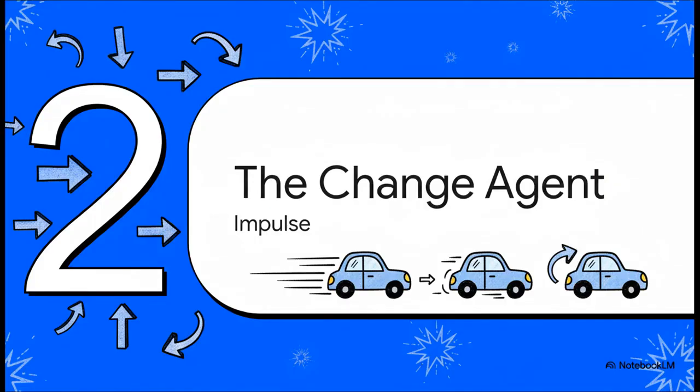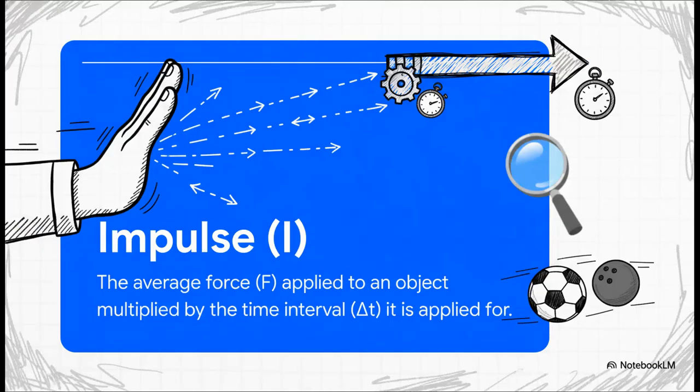Okay, so if something has momentum, how do you change it? How do you speed it up, or slow it down, or make it turn? For that, we need to bring in our second key idea for the day: impulse. Impulse is basically the oomph that changes an object's motion. Think of it like a kick or a push.